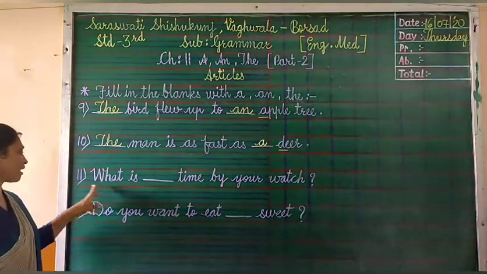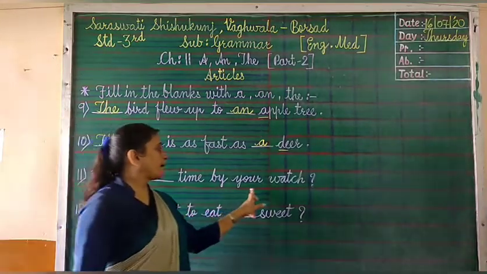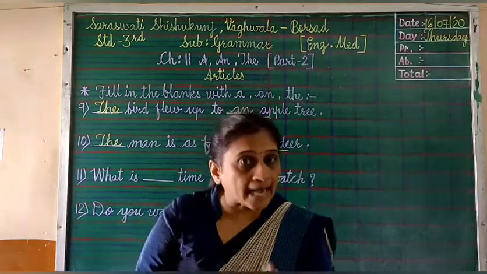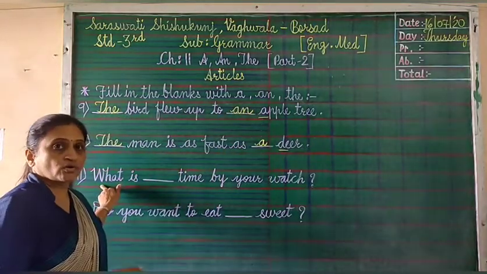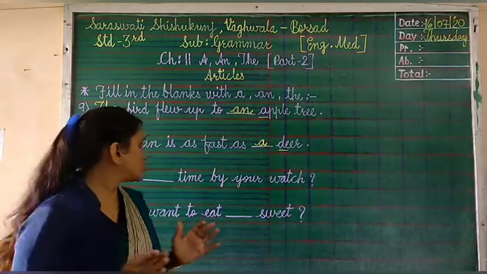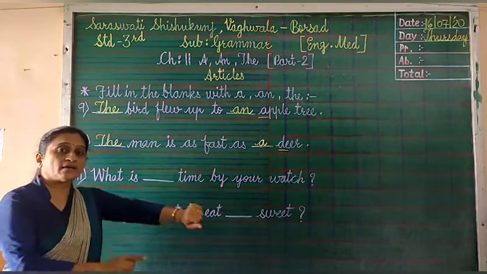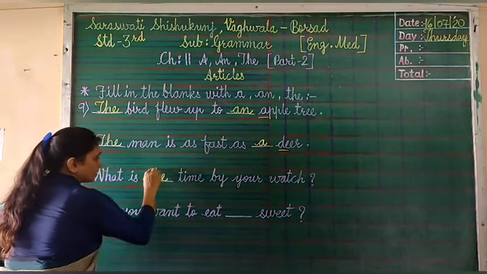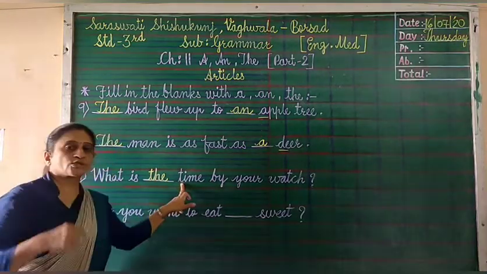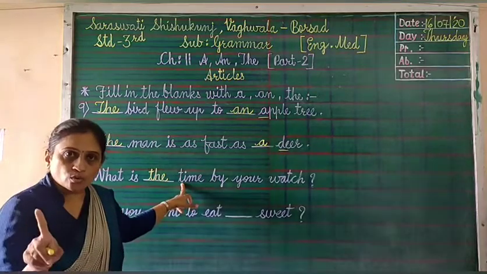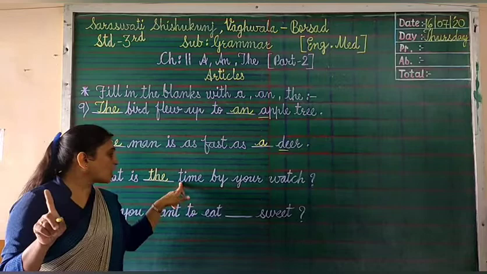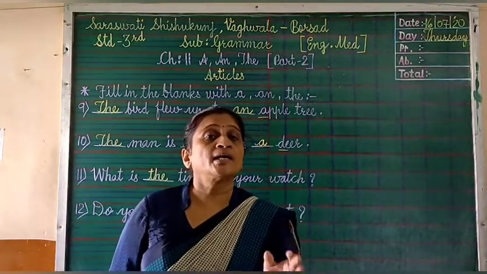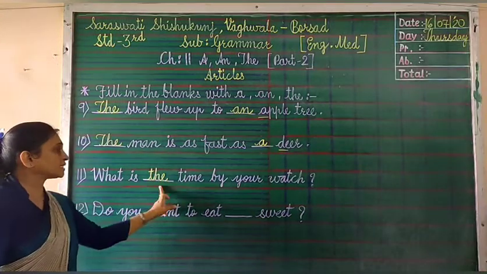Now here, number 11. What is dash time by your watch? Now here also we are talking about the specific time, the particular time. What time? So we have to speak the correct time for that. What is dash time by your watch? Right now you have to speak about a particular, specific time. So here also what will come? The. You need not see here T, and T is a consonant, so let's write a. No. Here a will not come. Here you will not look at T. You have to understand we are talking about a specific, particular time. That is why the will come. What is the time by your watch?